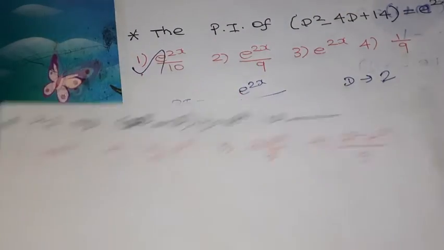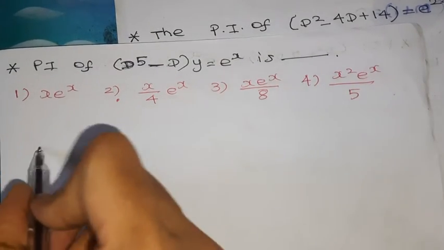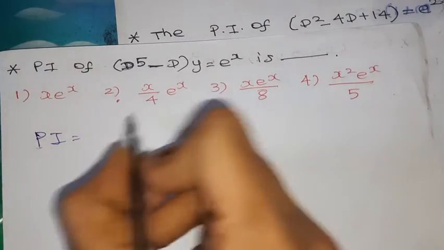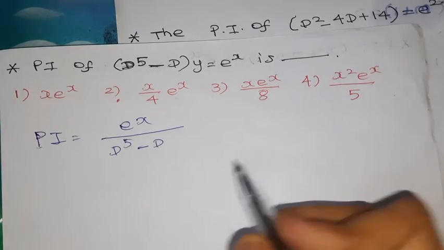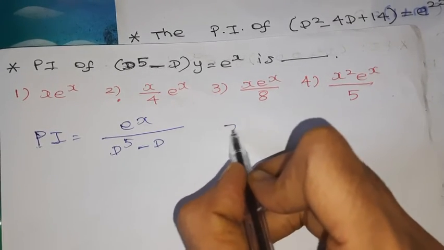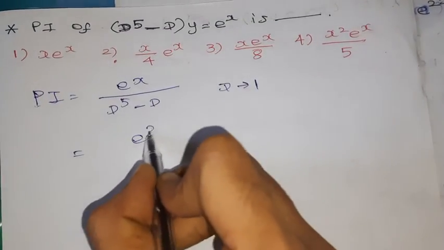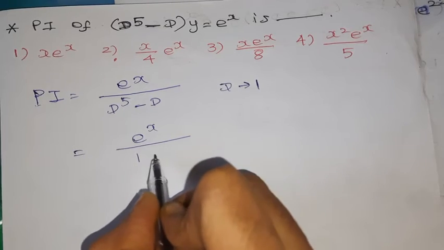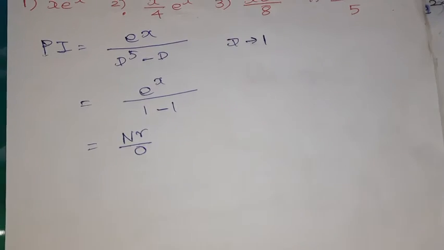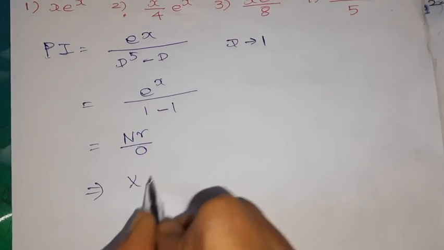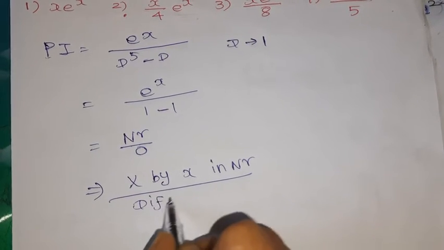We'll move on to the next one, the particular integral of the given function. We use the RHS, which is an exponential function, divided by f of D, D power 5 minus D. Here D equals e power alpha x, which is nothing but 1, so just replace D by 1. e power x divided by 1 power 5 minus 1 gives 0 in the denominator. Whenever 0 comes in the denominator, we multiply by x in the numerator and differentiate the denominator.